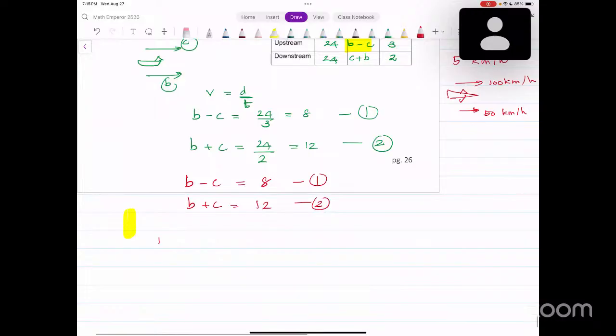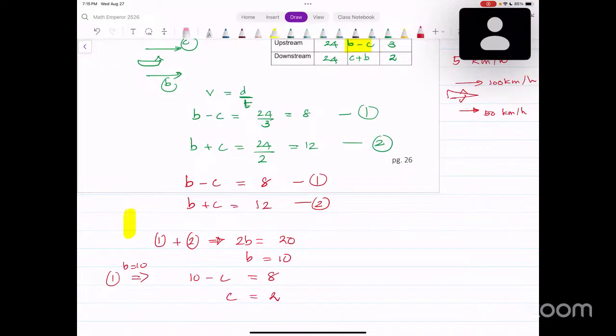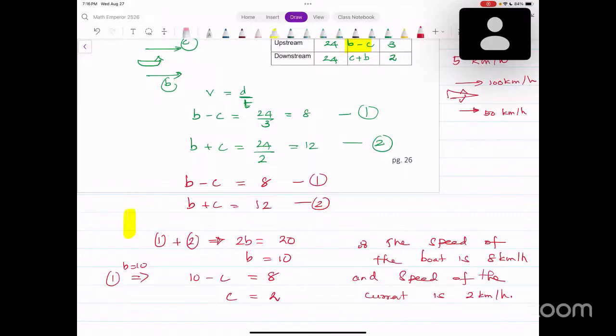If I do 1 plus 2, you get 2B is equal to 20, so B is equal to 10. Then going back to equation number 1 and substituting B is equal to 10: 10 minus C is 8, so C is equal to 2. Therefore, the speed of the boat is 10 and the speed of the current is 2 kilometers per hour. Are you guys following that?